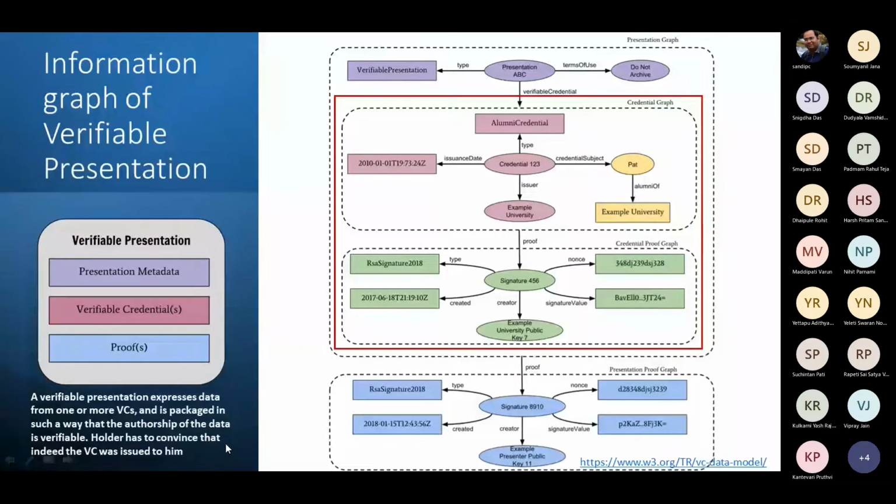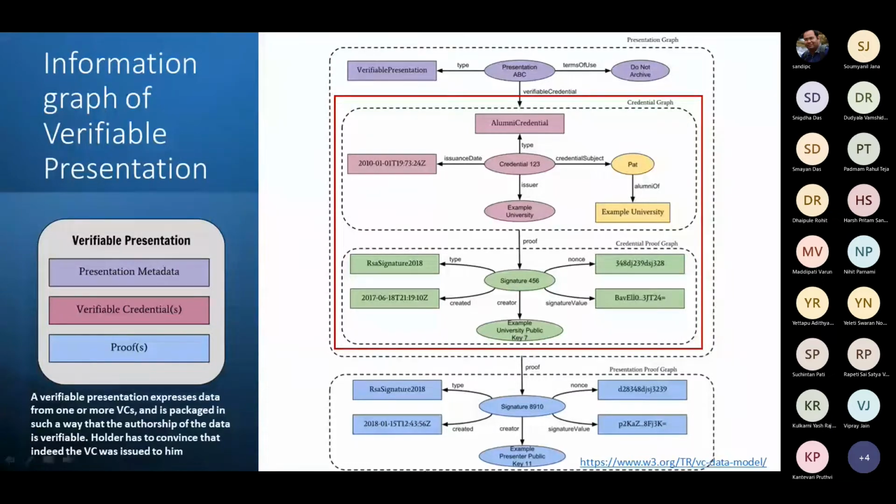Now that PAT is presenting it to someone, say an employer, for example, where PAT claims that he went to example university, it should be presented in such a way that this employer would be convinced that indeed this particular VC was issued to PAT. So it is not that PAT is making use of somebody else's VC, who was there in example university, and now PAT is claiming that he also was there in example university.